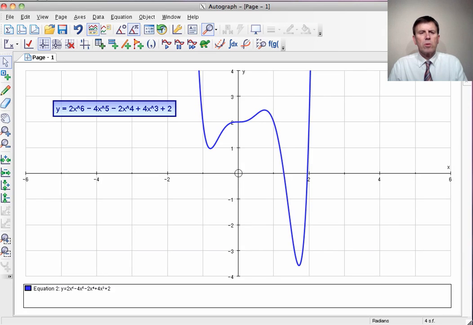Let's have a look at an actual graph of a polynomial function. This one is y equals 2x to the power 6 minus 4x to the power 5 minus 2x to the power 4 plus 4x cubed plus 2. And we can see that it's got two minimum points, one there and one there. It's got one maximum point there. And it's also got one point of inflection where the gradient is positive, becomes 0, and then is positive again.